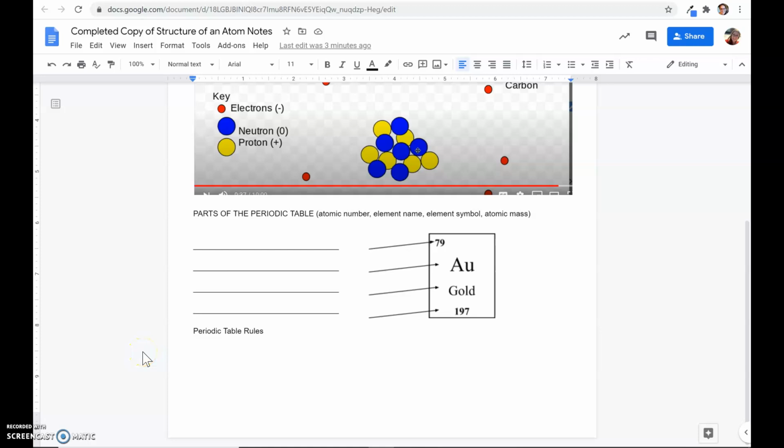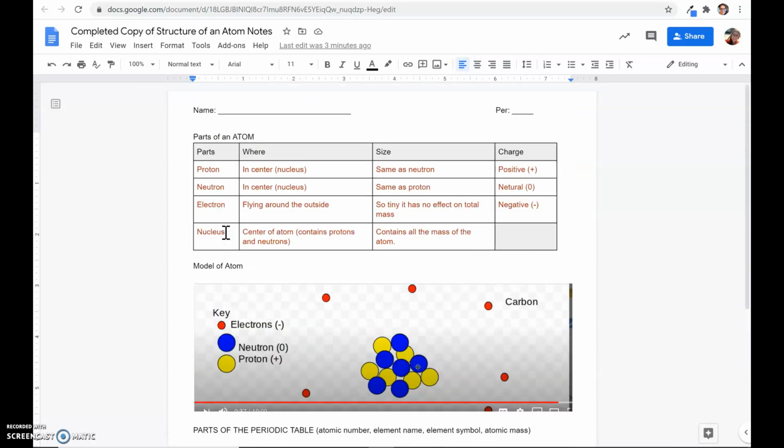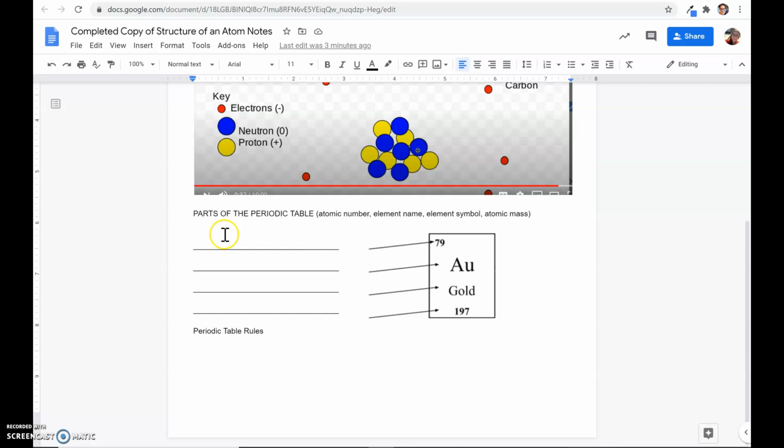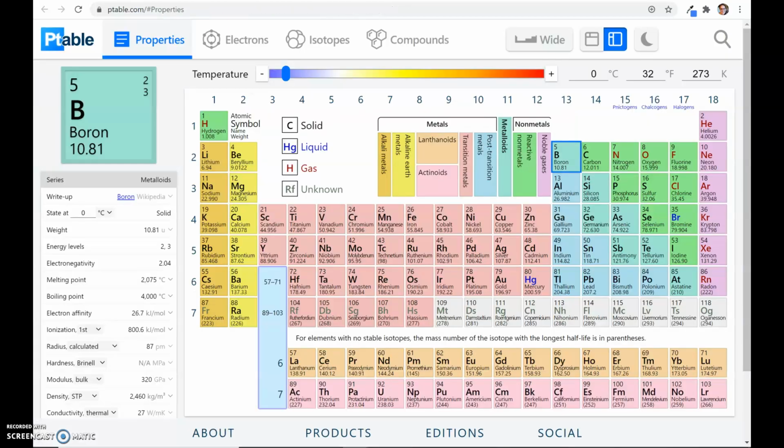Okay, hi guys, I'm going to walk you through how to finish the second part of your periodic table notes, your atom sheet notes. Okay, so you did the top part, now we're down here, the parts of the periodic table. So this is what the periodic table looks like. Okay, this is a colorful version.